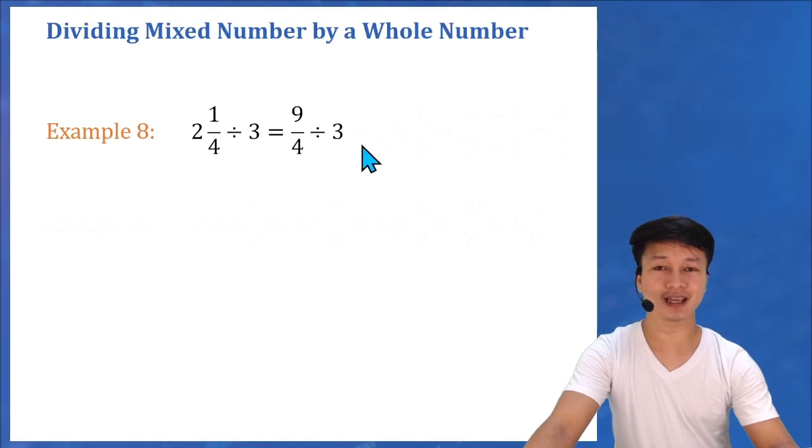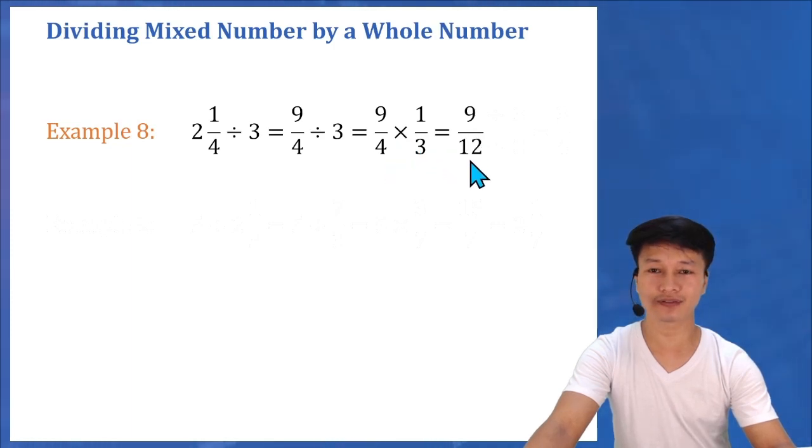And now we can take the reciprocal of the second fraction and proceed to multiplication. So we have to copy 9 over 4 times the reciprocal of 3, which is 1/3. And then proceed now to multiplication. 9 times 1 is 9 over 4 times 3 is 12. And since 9 and 12 have a common factor which is 3, divide each of them by 3.